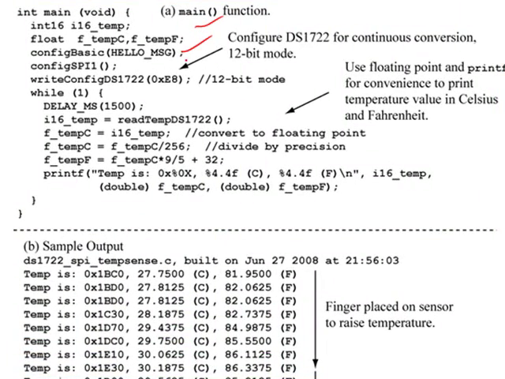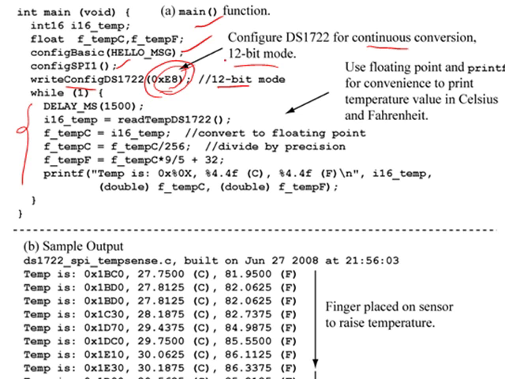We're first going to call config basic, as we always do. We'll call config SPI 1 port, so now the SPI port is configured and enabled. We're going to write our configuration byte value of E8 to the DS1722. What this configuration byte does is configure it for continuous conversion 12-bit mode. And now at this point, we're simply going to continuously read temperature values from the DS1722.